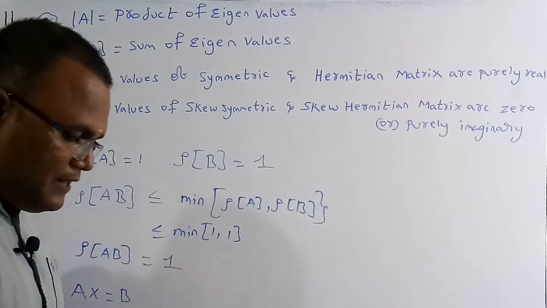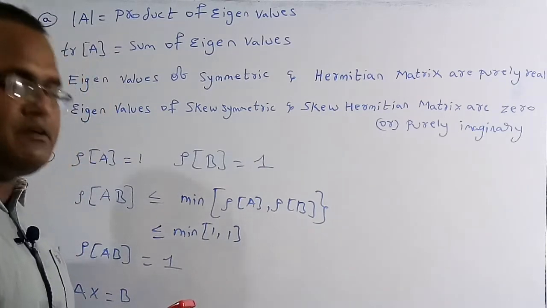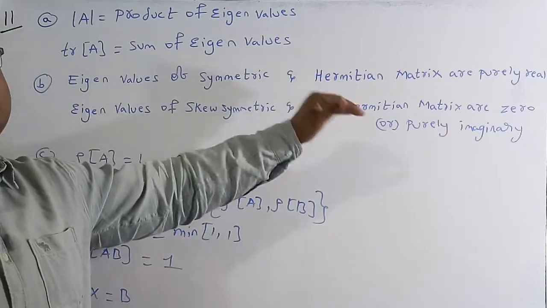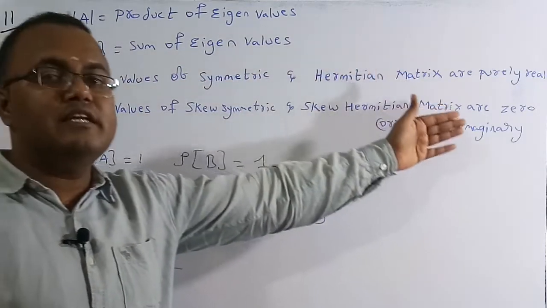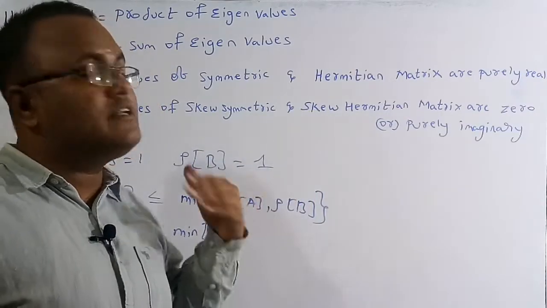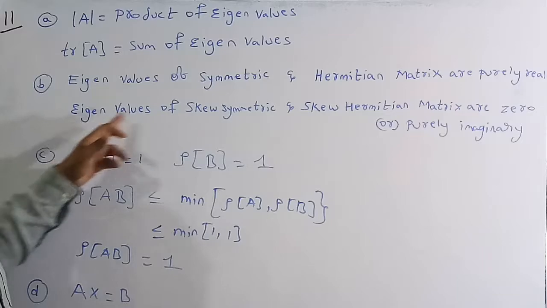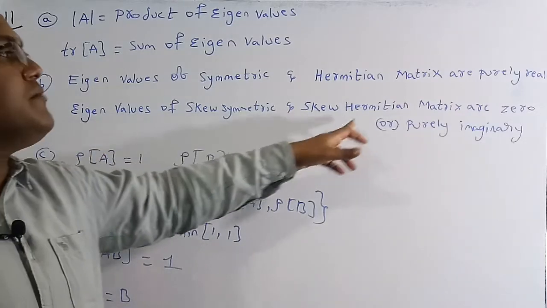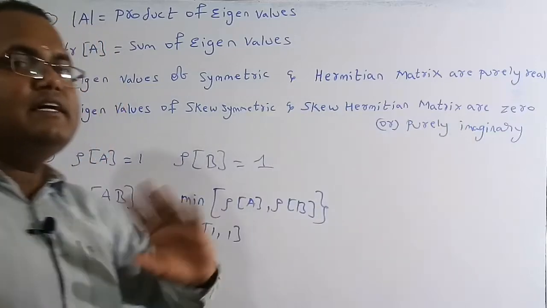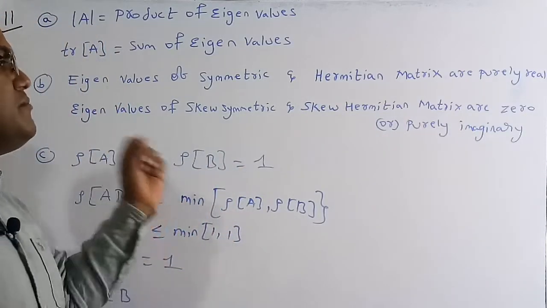Now see option B: the eigenvalues of a skew symmetric matrix are real. It is wrong because the eigenvalues of a symmetric matrix and a Hermitian matrix are always purely real. They may be the same, they may be different, or they may be positive or negative. But the eigenvalues of a skew symmetric and a skew Hermitian matrix are 0 or purely imaginary. But in option B, they have given it wrongly. So option B is wrong.